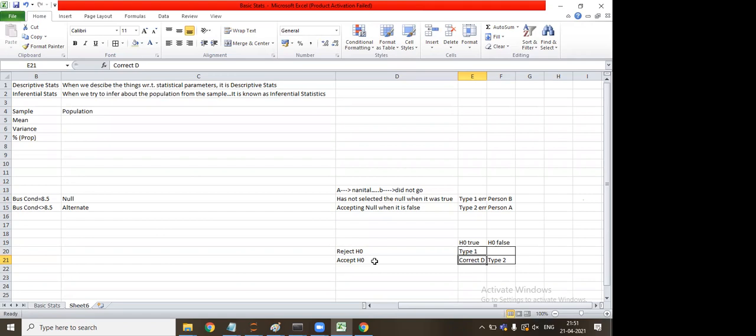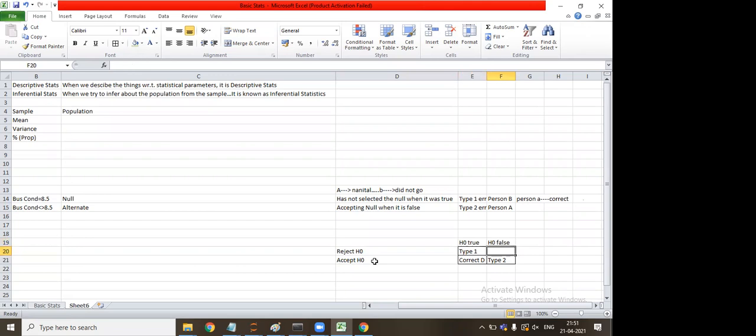Correct decision, sir. So when the person, say person A, has accepted the null hypothesis and it actually turned true, is there any error which person A has made? No, sir. He has taken a correct decision, because he has accepted the null hypothesis when it is true. Am I right? Yes, sir. So same is the condition which I have written here. When we accept the null hypothesis when it is true, then it is a correct decision.